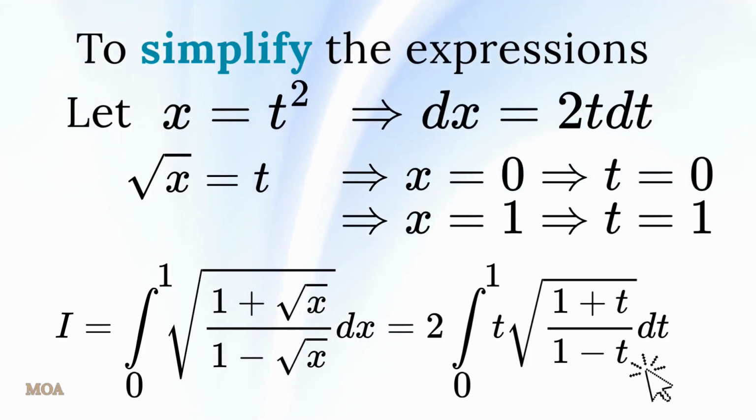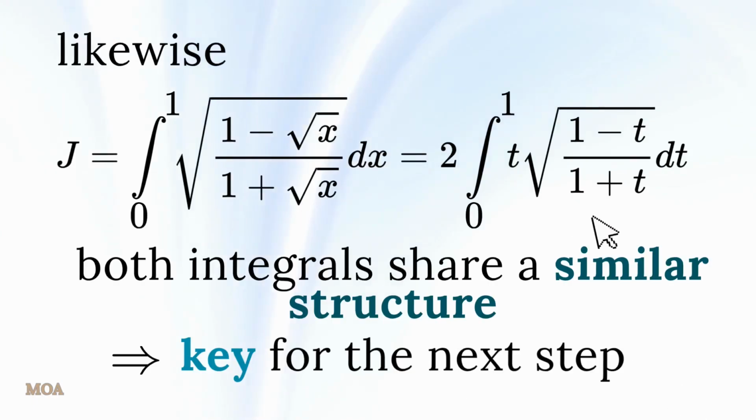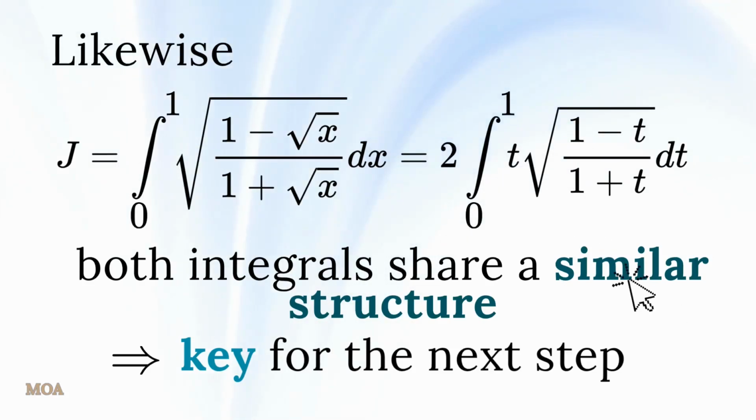So, the integral I becomes 2 times the integral from 0 to 1 of t times the square root of the quantity, 1 plus t, divided by 1 minus t, dt. Likewise, the integral J becomes 2 times the integral from 0 to 1 of t times the square root of the quantity, 1 minus t, divided by 1 plus t, dt. Now, note that both integrals have a very similar structure. This suggests that combining them will greatly simplify the computation.